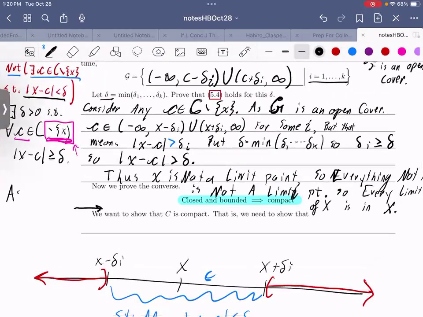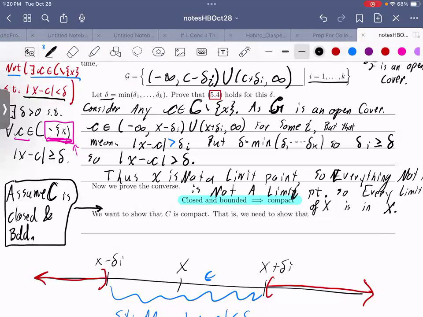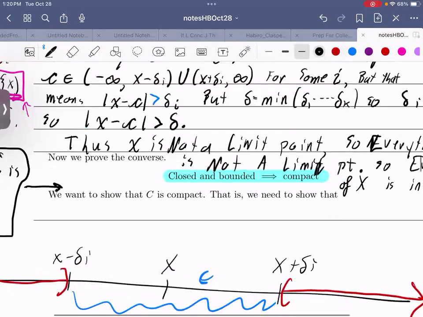Let's assume the set C is closed and bounded. That's one thing that I'll need to add back to the actual notes. That's important. We need to show that the set is compact. Thus, we need to show that, well, what does compactness mean?